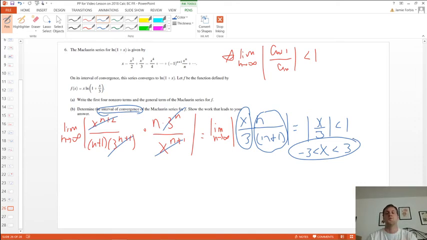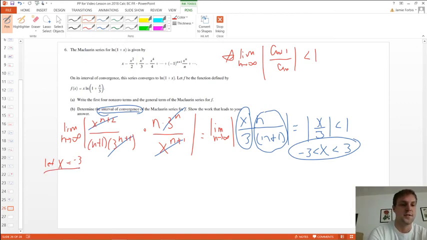The only thing is, we've got to test those endpoints to see if we include them or not. We test those endpoints by plugging them into my series a sub n. So we're going to first test, let x equal -3.